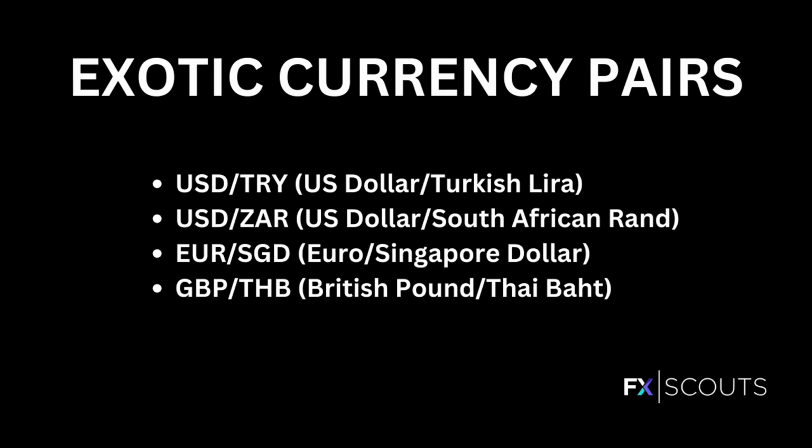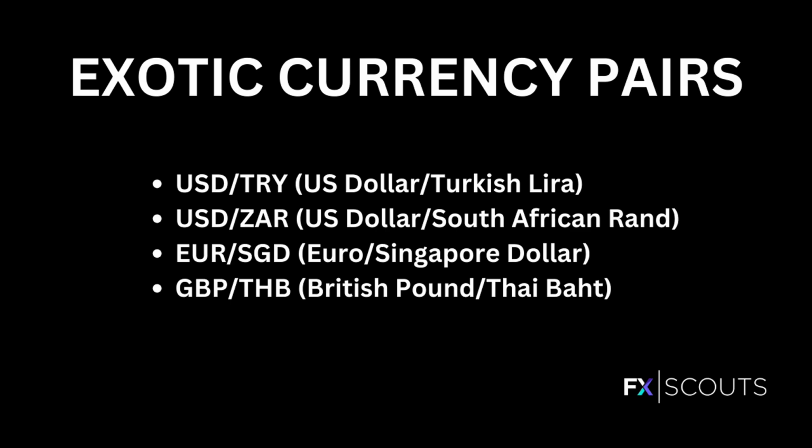Some of the commonly traded exotic pairs are the US dollar to the Turkish lira, the US dollar to the South African rand, which I know Alison is very heavily traded where you're from, the euro to the Singapore dollar, and then the British pound to the Thai baht is also a very commonly traded exotic pair.